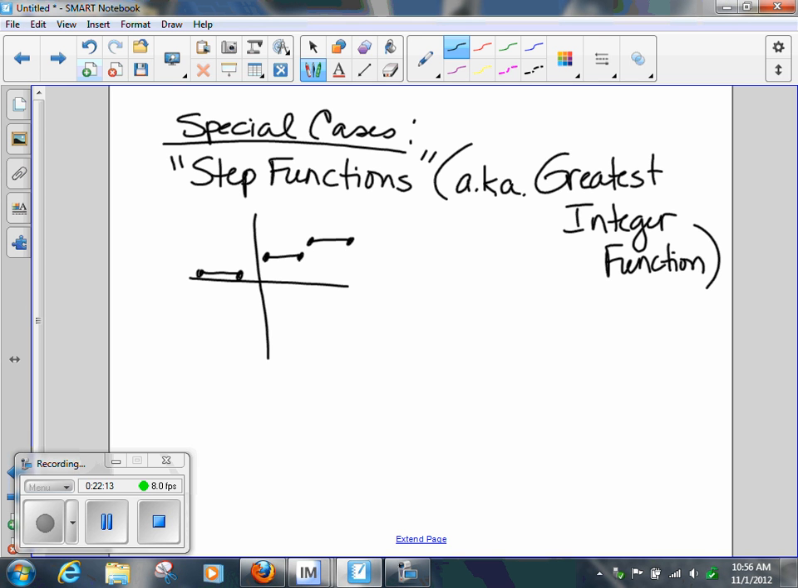So if I were to draw a step function, is this a function? If I draw a vertical line, it only passes through one time, doesn't it? Is that a function? Yes or no? Yeah? Okay, that's a function.